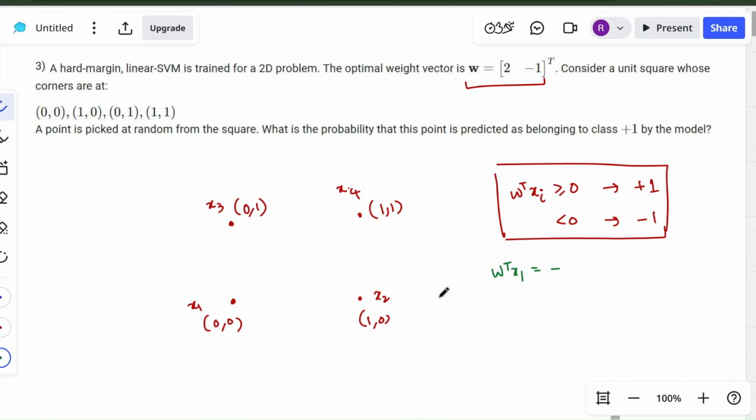Sorry, not for X1. For X1, it will be 0. So the prediction will be plus 1. So this is my plus 1. What about X2? W transpose X2 is 2. Again, the prediction is plus 1.